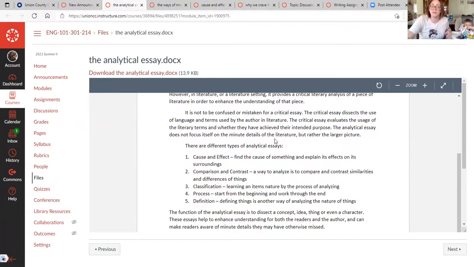So there's different types of analytical essays: cause and effect, compare and contrast, process, classification, definition. A process essay is also like an expository essay.